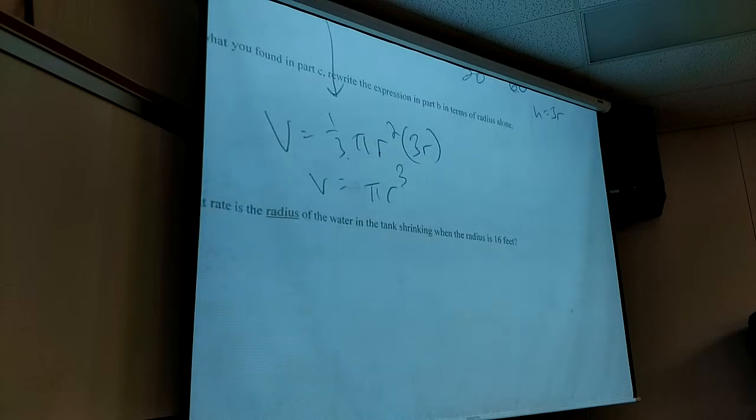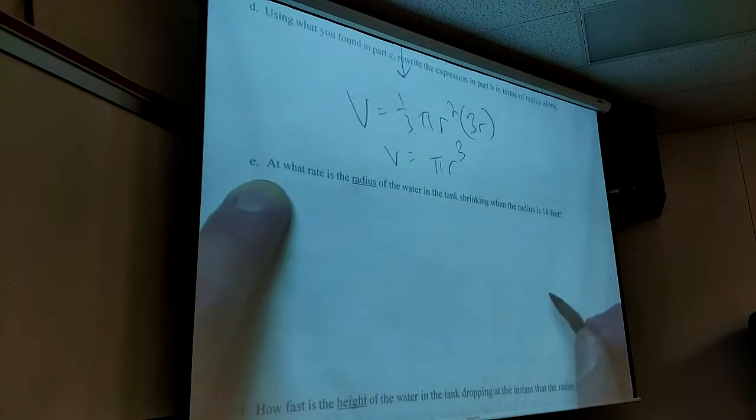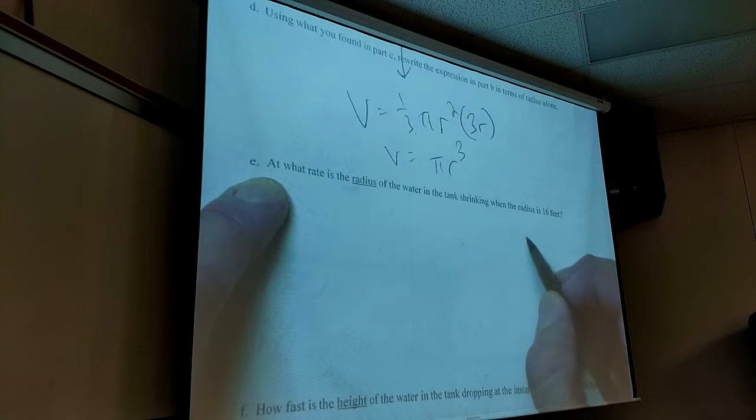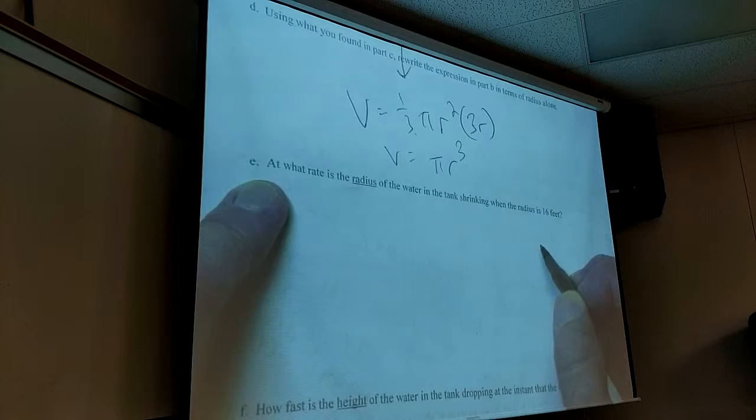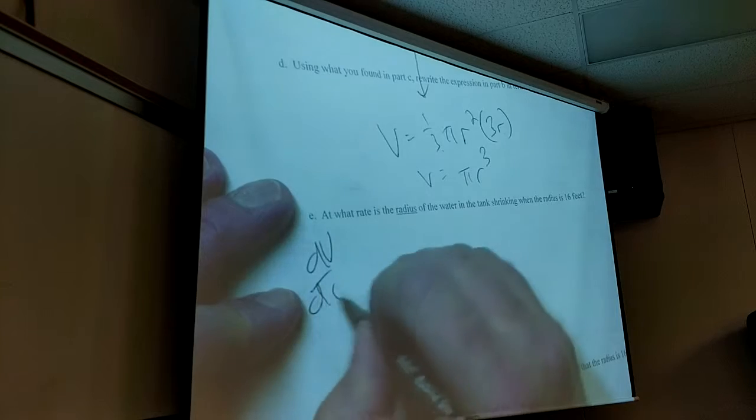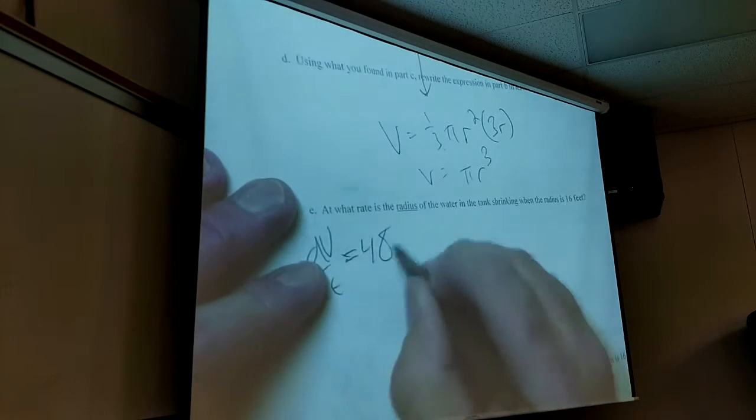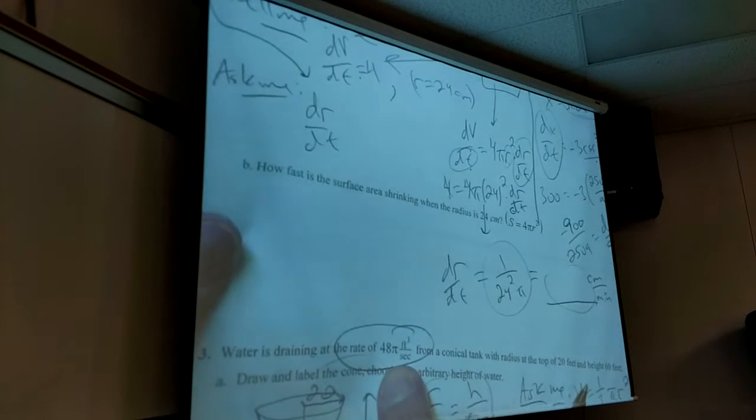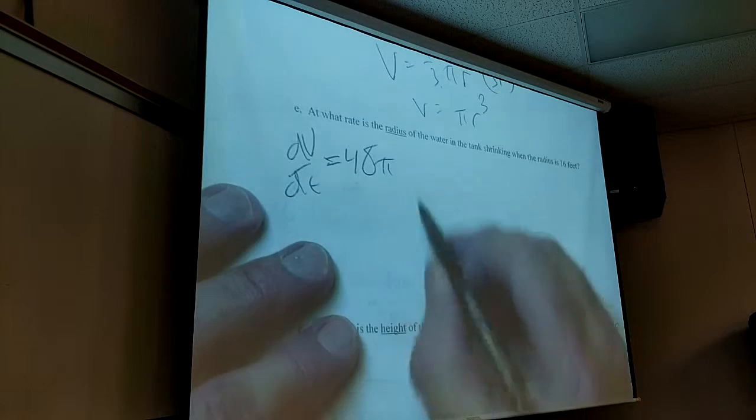So now part E, what do they tell me in part E? Actually, what do they tell me at the very beginning? Yes. So dV/dt equals 48π. You guys see that? I did that on purpose so the π's cancel later. Somehow I'm draining this exactly at 48π. Anything can happen on a piece of paper.